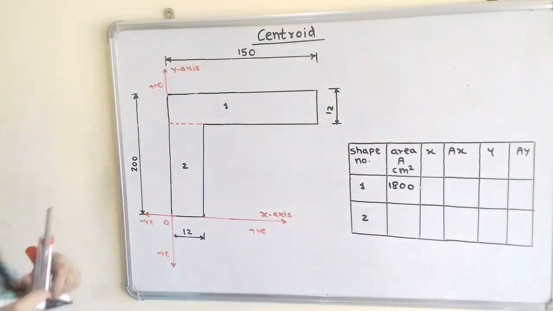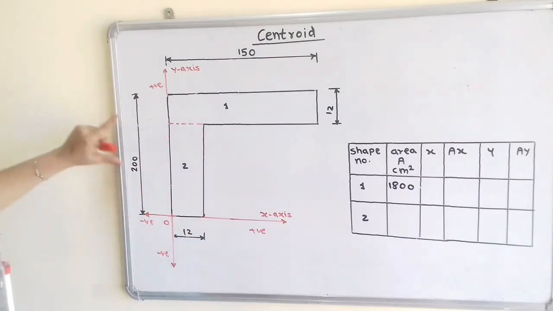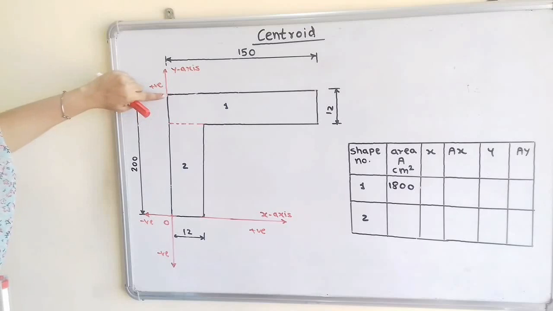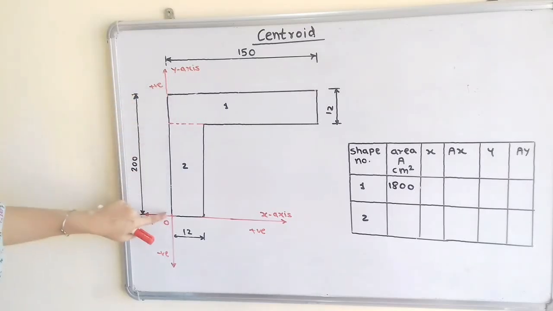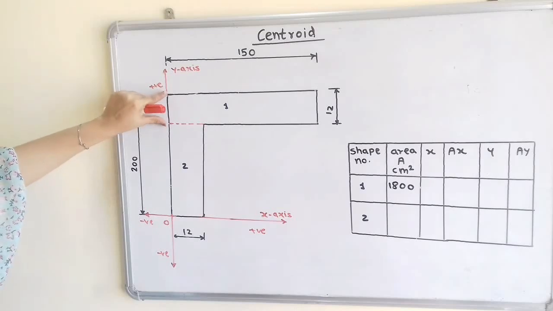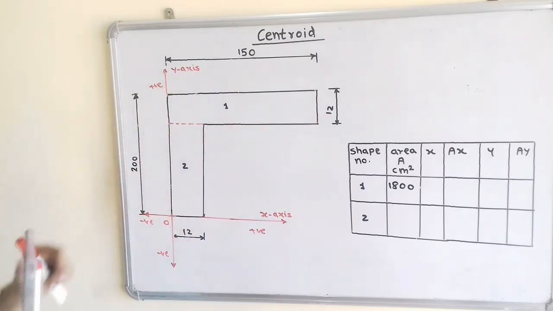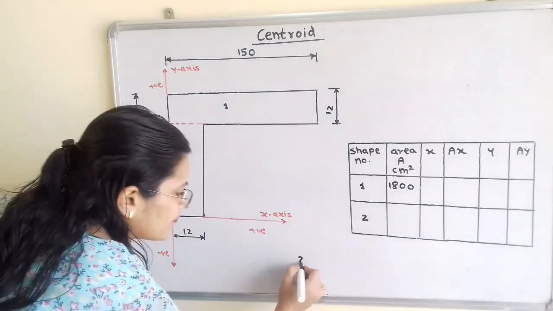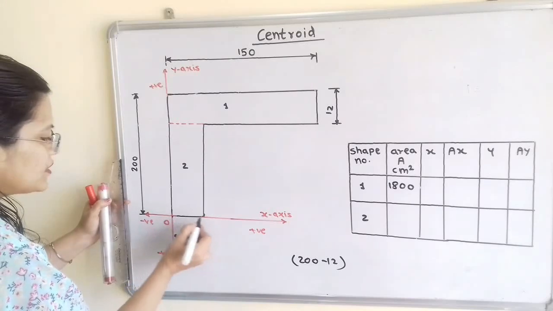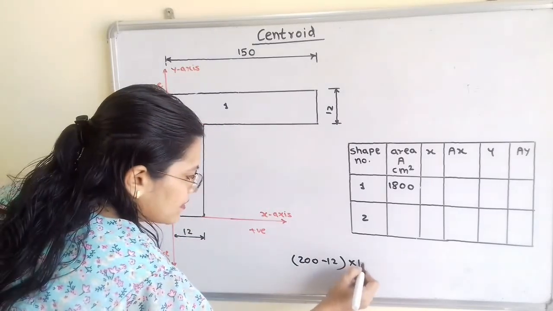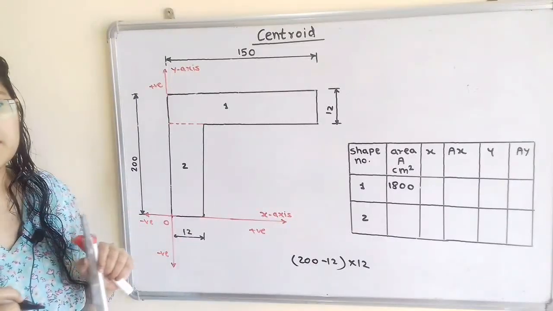Now in the same way we have to calculate the area for the second shape. How to calculate this? Now what is its height? The height is given as 200. That is, this is the total height. So we have to subtract this 12 because here is the second shape. So 200 minus 12, multiplied by the width 12. So we have to calculate this and write it here.